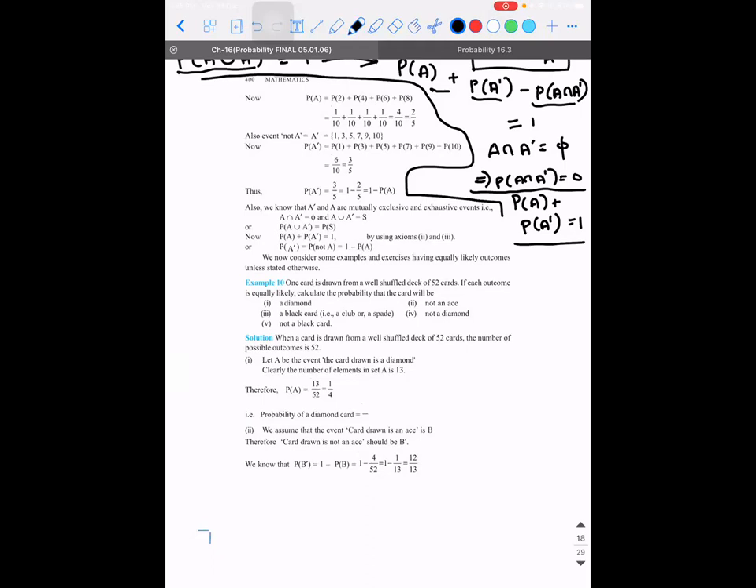Okay. So let's try to understand and apply all these concepts to one simple example. Let's see. One card is drawn from a well shuffled deck of 52 cards. So you have 52 cards which are well shuffled. There is randomly one card that is taken. If each outcome is equally likely, calculate the probability that the card will be a diamond.